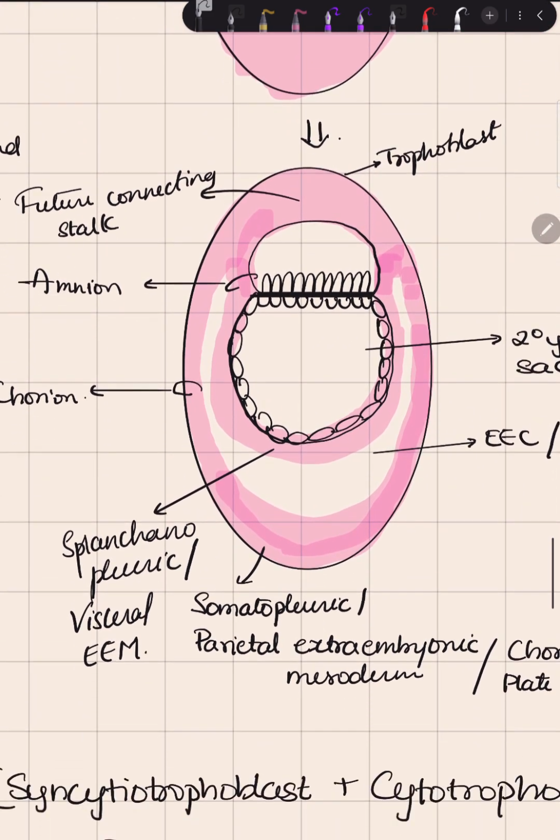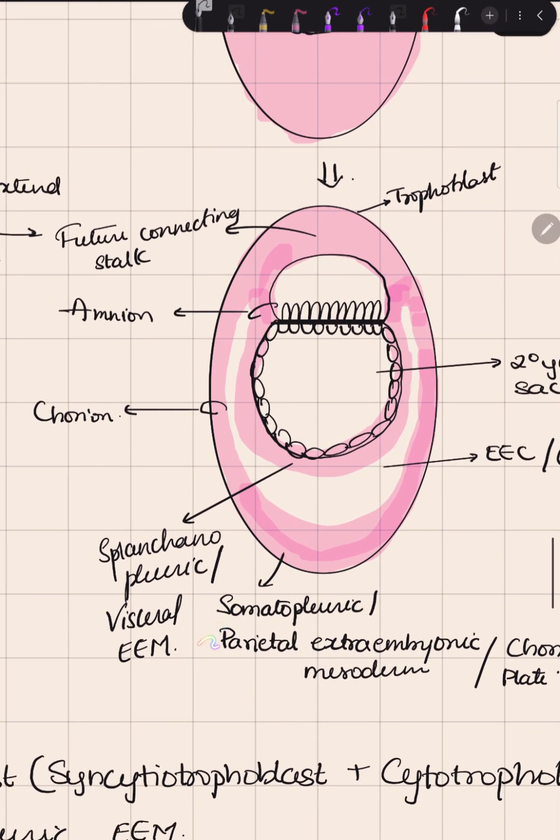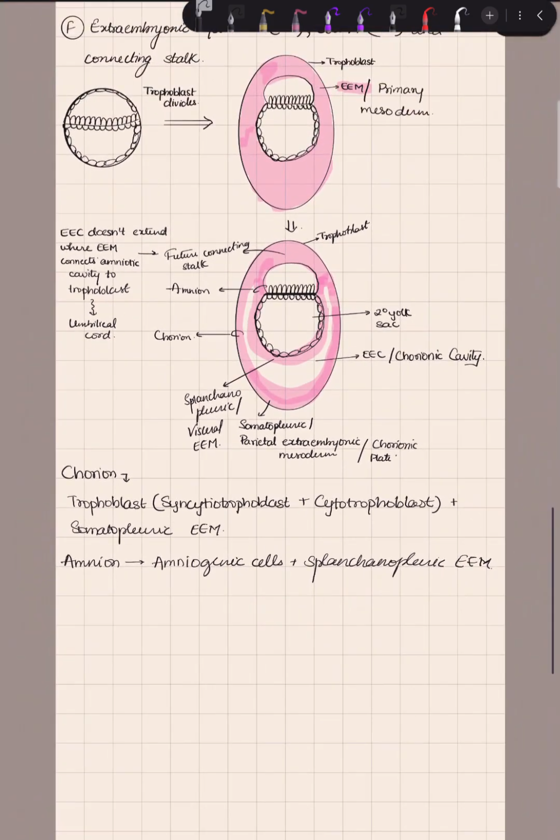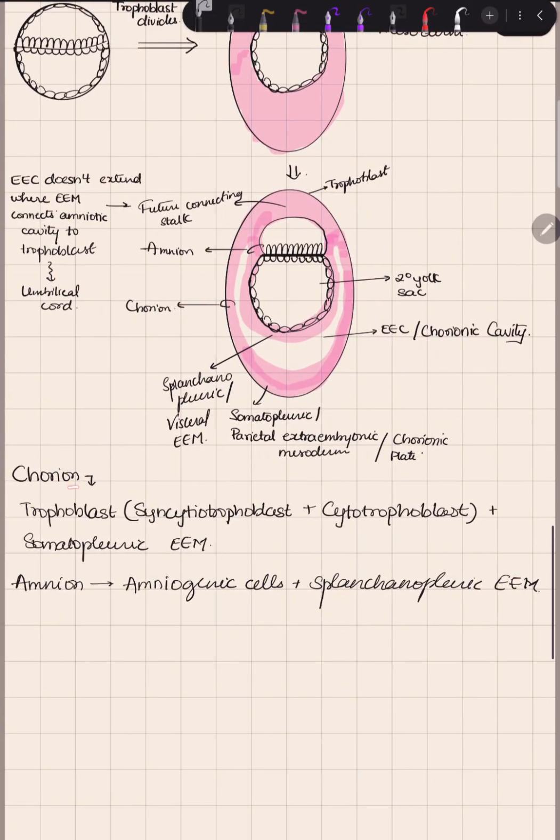Okay. Now with this division of the extraembryonic mesoderm, you have two layers formed again. One is the amnion, the other is the chorion. So we'll see what those are. As you can see over here, the chorion is basically the trophoblast. The trophoblast will actually form two layers. I will see it in the next part.